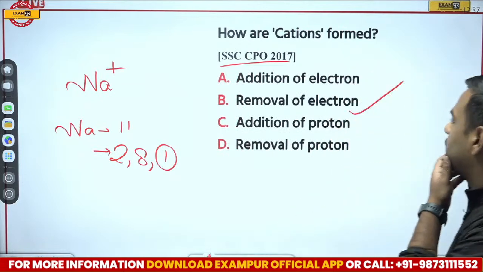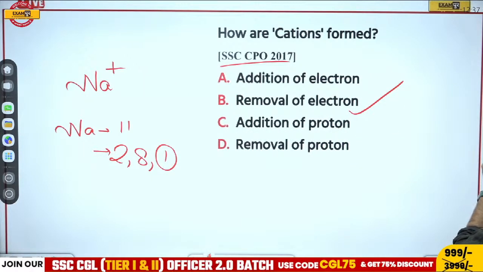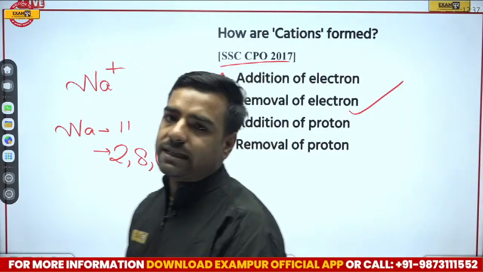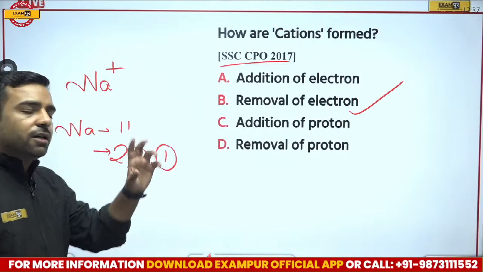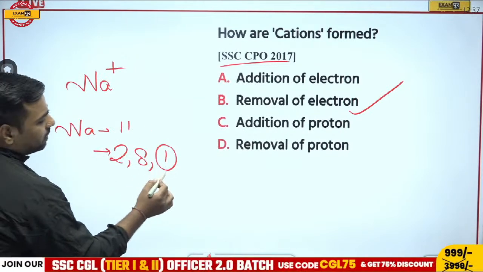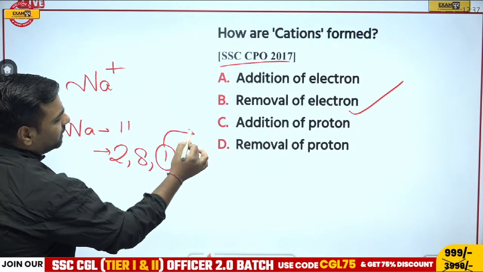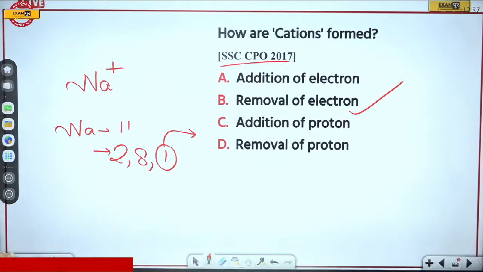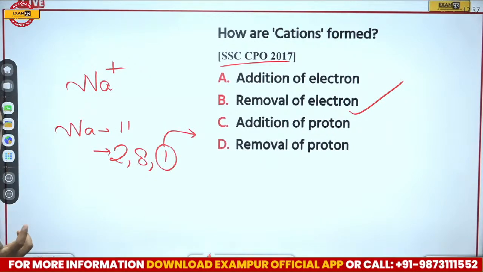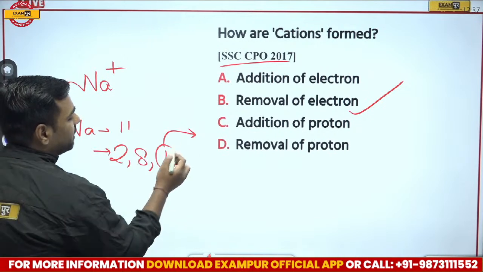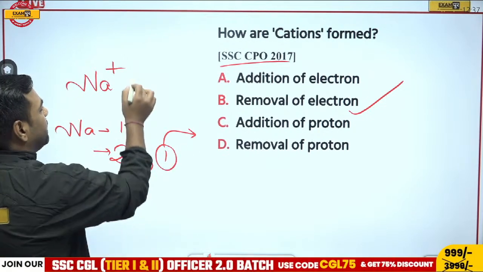Let me check. Addition of protons, cations, protons. No, here the correct answer would be only for this part, that is the electrons part, right? So yes, if I talk about this part here, what is happening? Whenever the 1, 2, 3, whatever electrons are there in the valence shell are donated, the number of electrons which are donated will give you that sign.